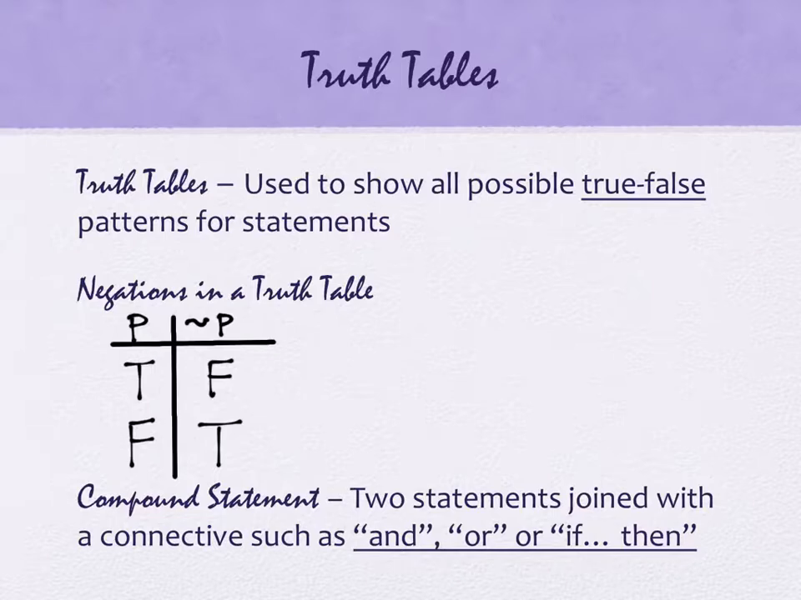And they will, because we're going to deal with compound statements. So compound statements are statements that join statements with connectives. The three connectives actually that we're going to focus on are and, or, and if then. What you saw me erase at the very beginning is the fact that this word and the word but mean the same thing in a compound statement.